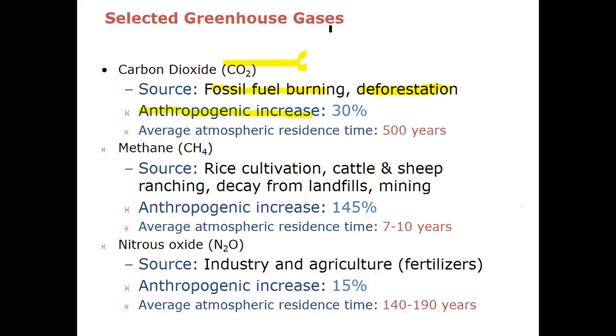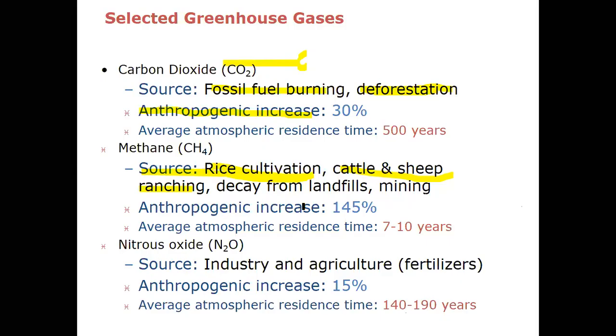Okay. Then methane. The sources of methane are rice cultivation in paddy fields, where methane is emitted. Then cattle and sheep ranching; cattle ruminate, so they can emit methane. Then decay from landfills and mine sites, where methane is emitted. Naturally, methane is available in the atmosphere because methane is emitted in marshes and swamps, marshy lands.